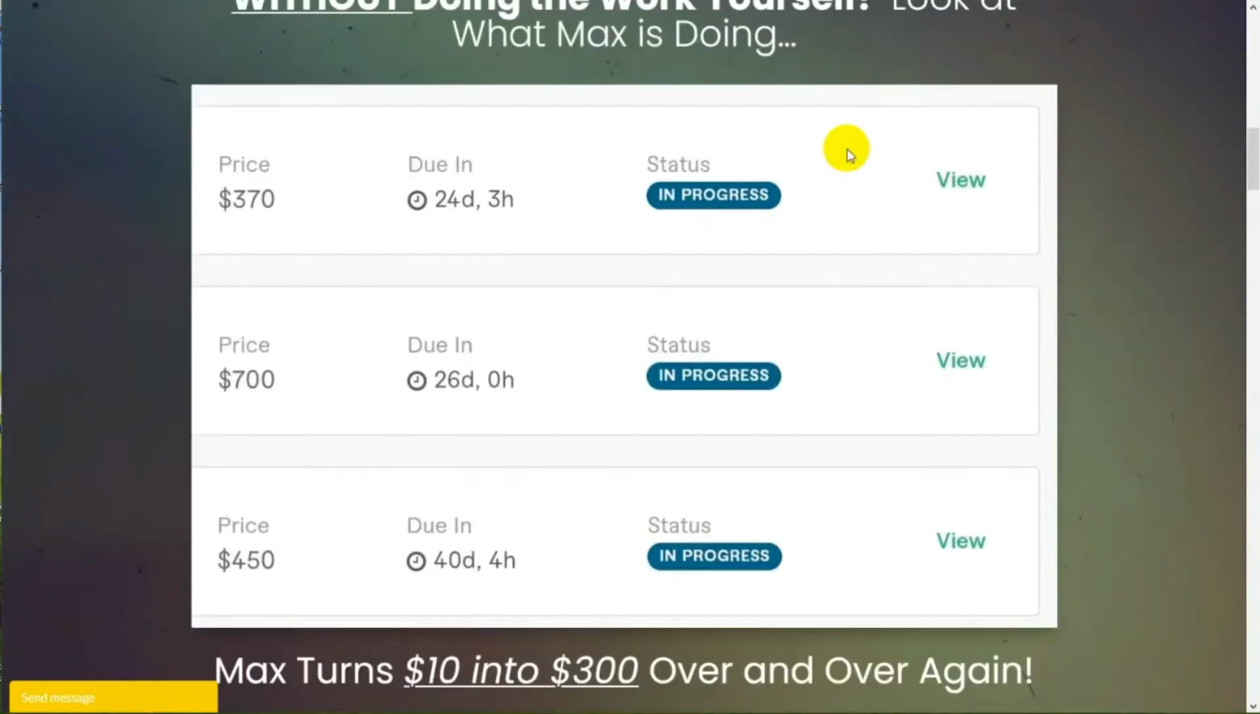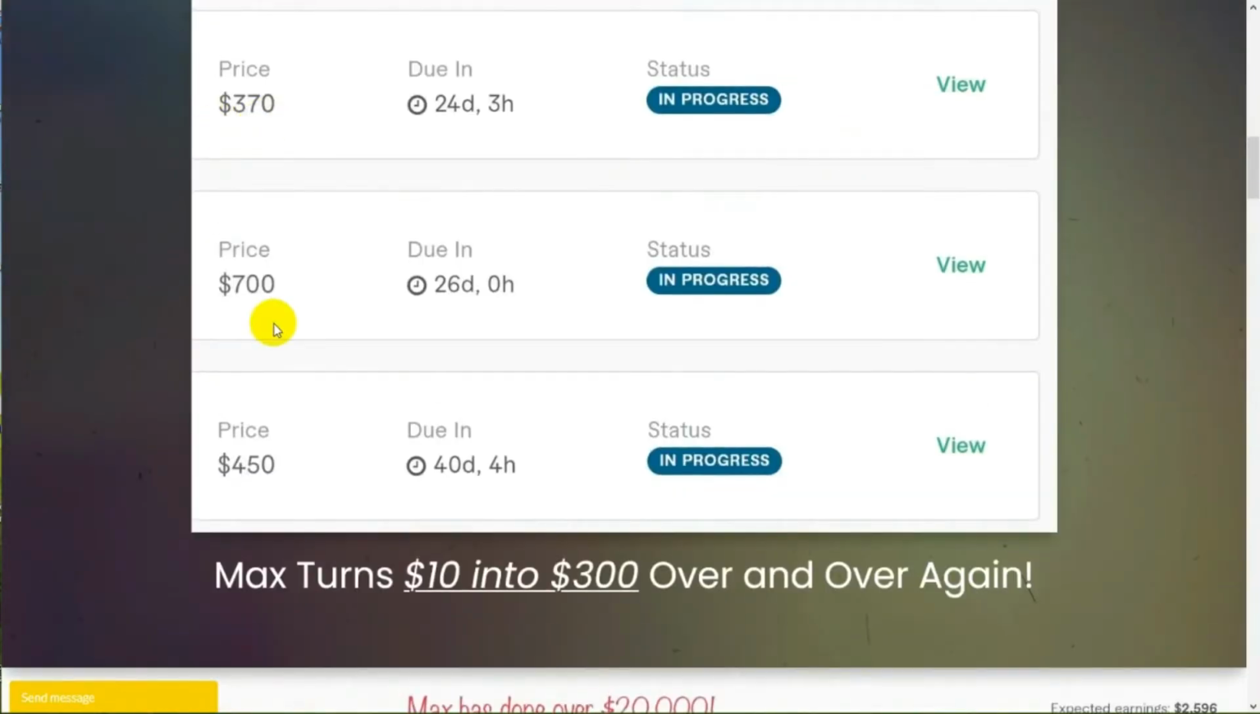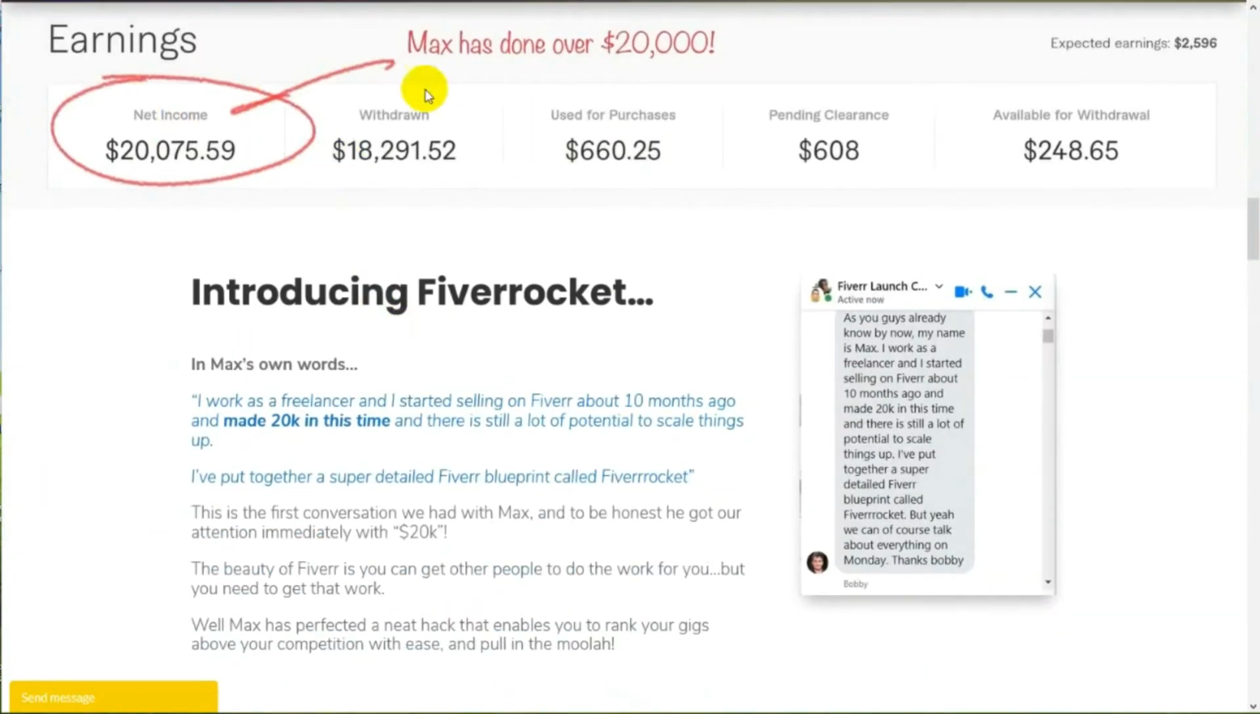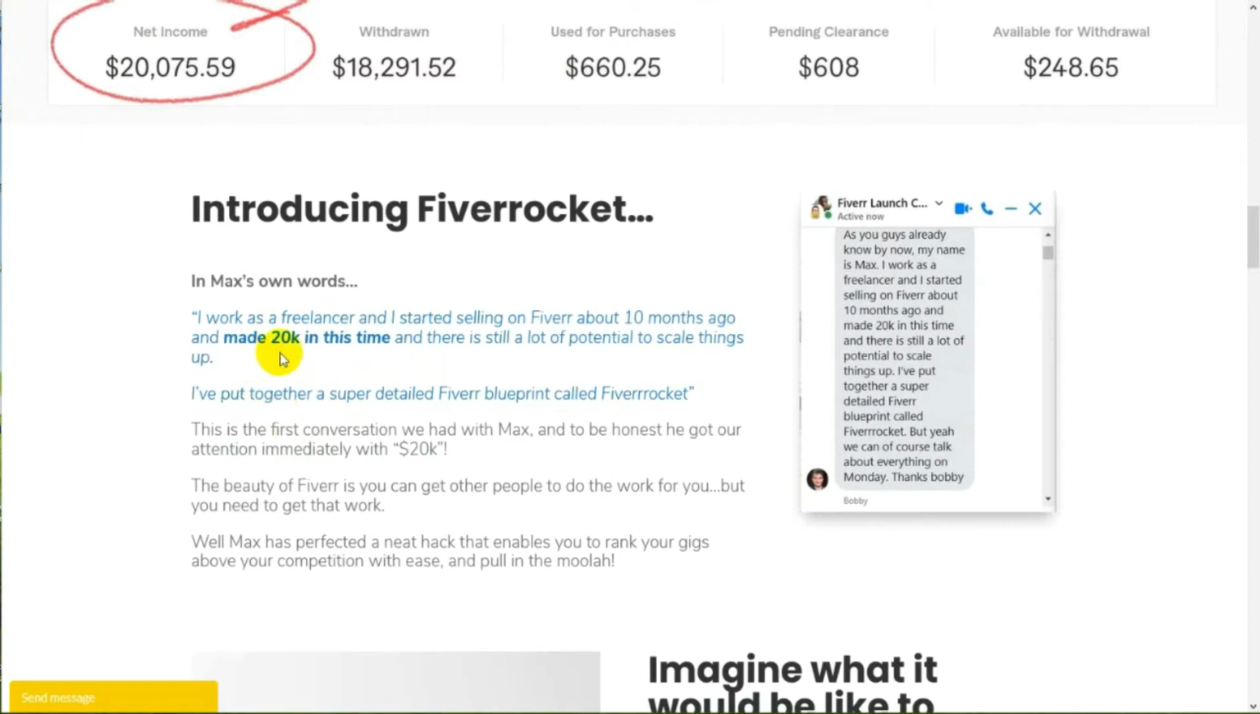Look at what Max is doing. 370, 700, these are screen prints of his income. Max turns $10 into $300 over and over again. Earnings. This says Max has done $20,075.59. Introducing Fiverrocket. In Max's own words, I work as a freelancer and I started selling on Fiverr about 10 months ago and made 20K in this time, and there is still a lot of potential to scale things up.